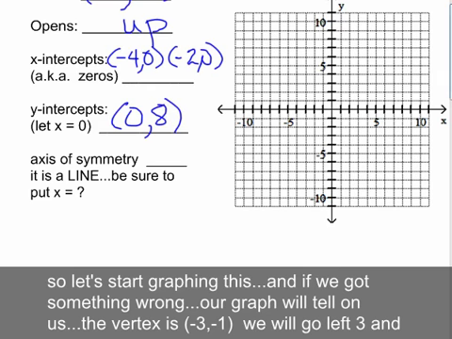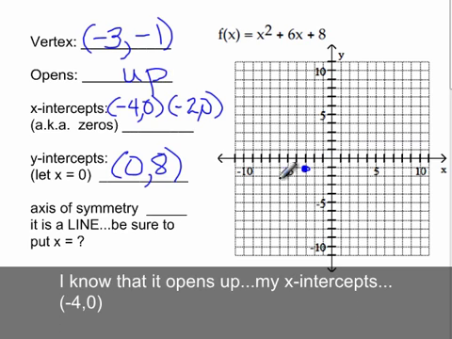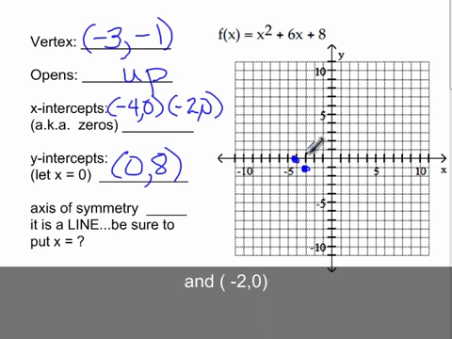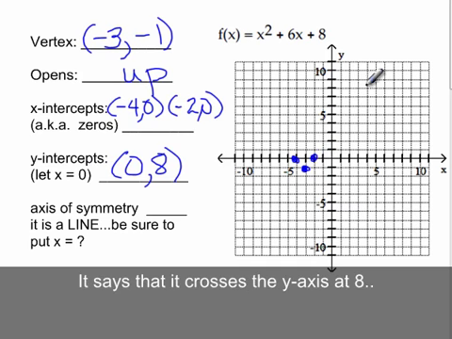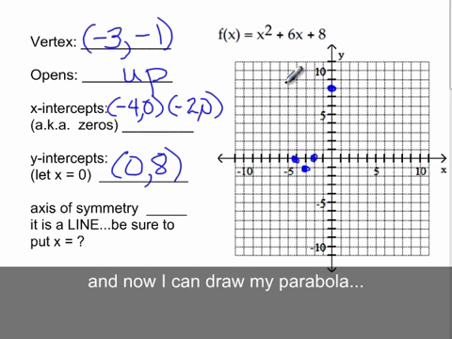So let's start graphing this. And if we got something wrong, our graph is going to tell on us. Okay, so the vertex is -3, -1. So I'm going to go left 3, down 1. I know that it opens up. My x-intercepts, -4, 0, and -2, 0. It says it crosses the y-intercept at 8, so that would be right up there. And now I can draw my parabola.